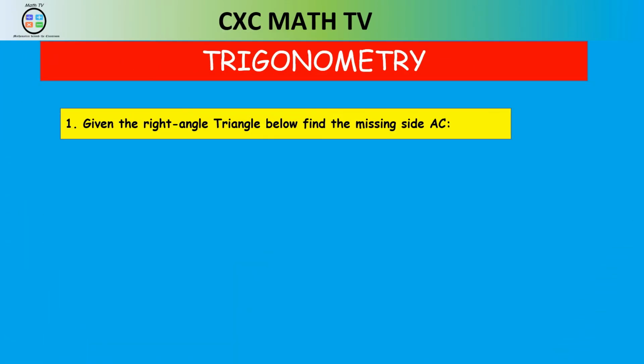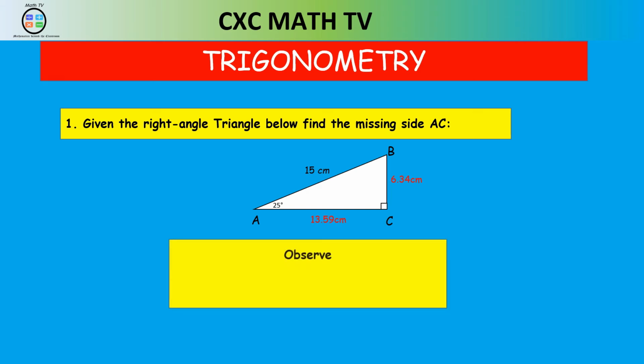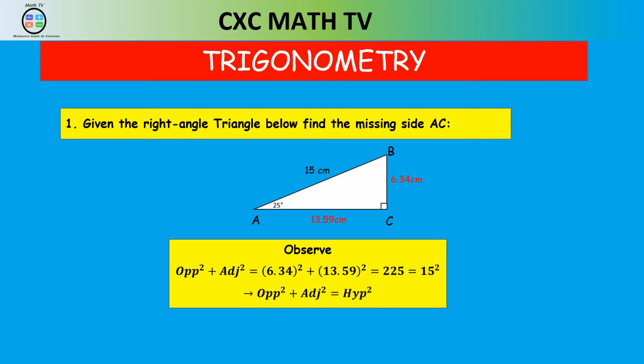Now, I want you to observe something here. Look at the triangle ABC again. The opposite squared plus the adjacent squared would be 6.34 squared plus 13.59 squared. That works out to be 225 when we put that in our calculator. But 225 is 15 squared. And in the previous video, remember, opposite squared plus adjacent squared is hypotenuse squared. So we can clearly see that if the trig ratio is true, then Pythagoras theorem is also going to be true for that same triangle.